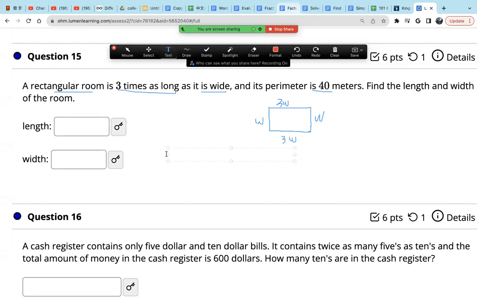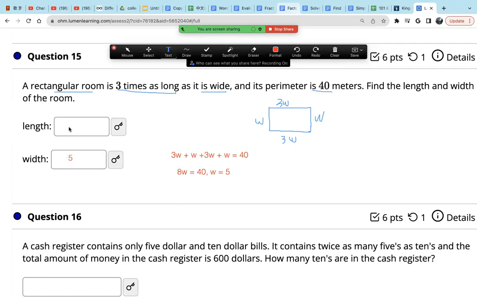So I can form an equation. I have 3W plus W plus 3W plus W equals 40 meters. So we can solve this equation. How many W's do we have? 3W plus W, that's 4W. 4W times 2, that's 8W. So 8W equals 40. That means W divided by 8, W equals 5. So the width is 5.